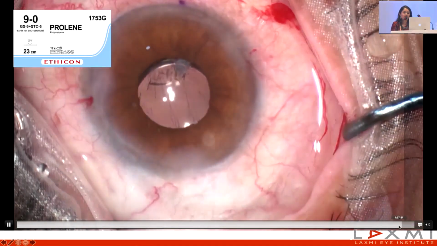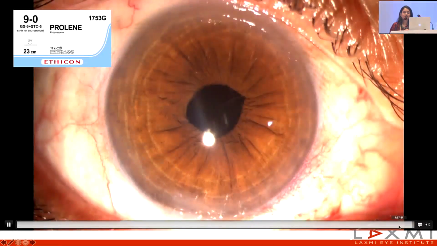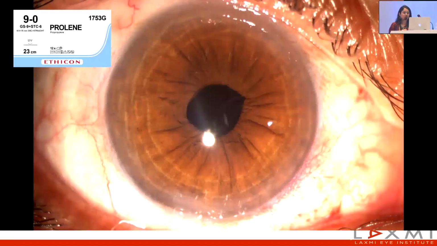So this is a fairly good way where if there is no vitreous disturbance, you have really gotten away with doing just a minimal intervention. And this is the image of the patient on first post-op day.